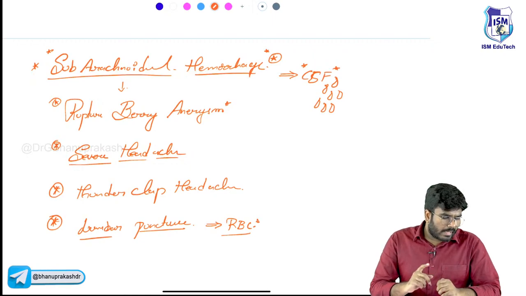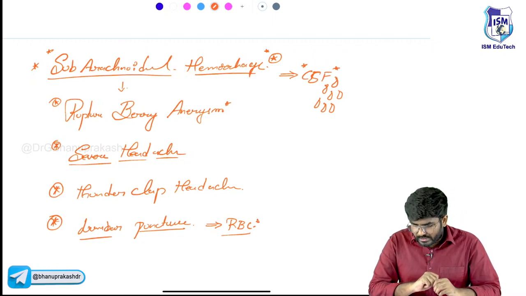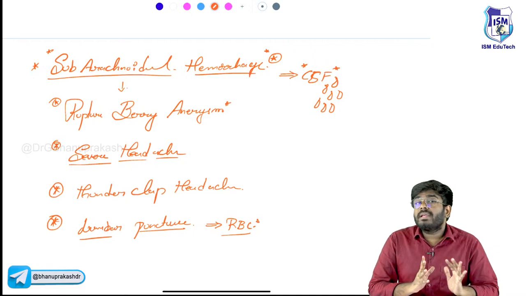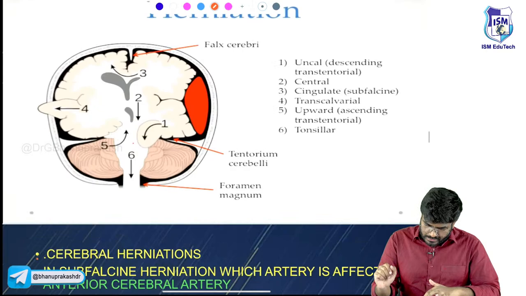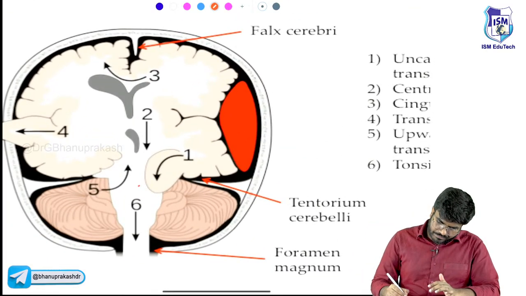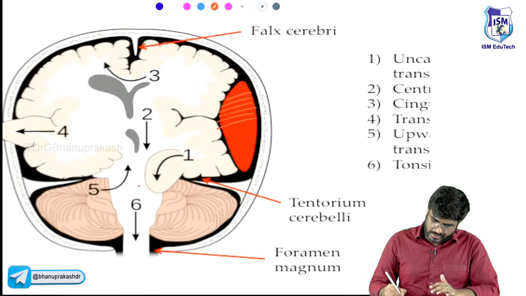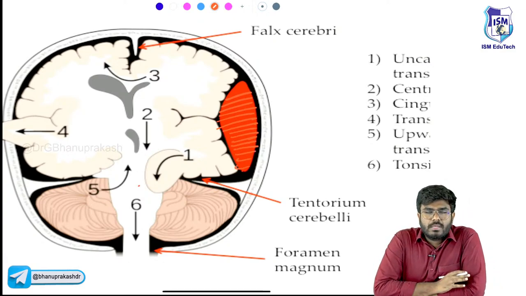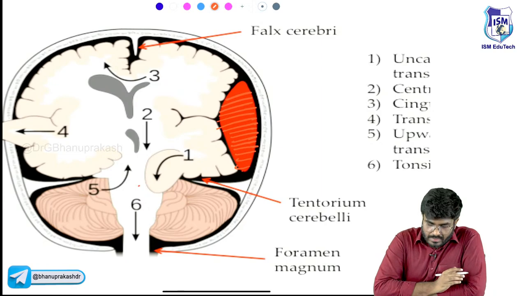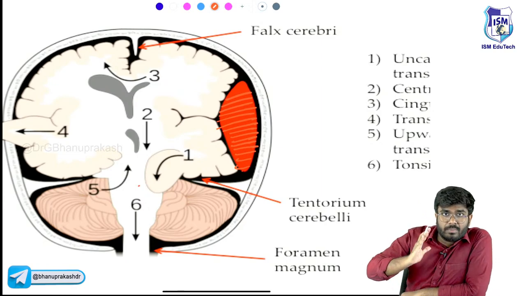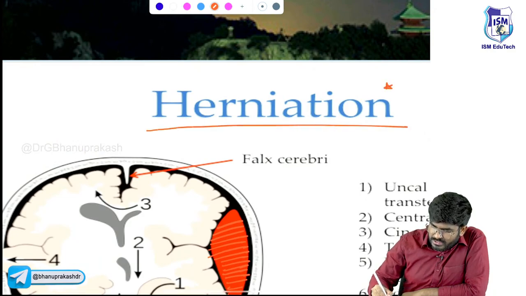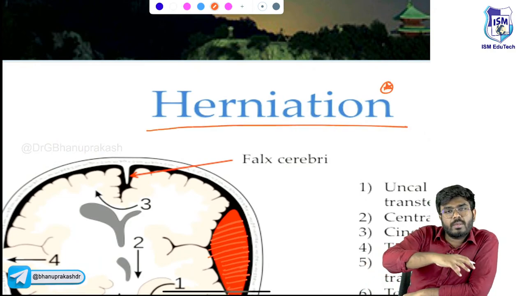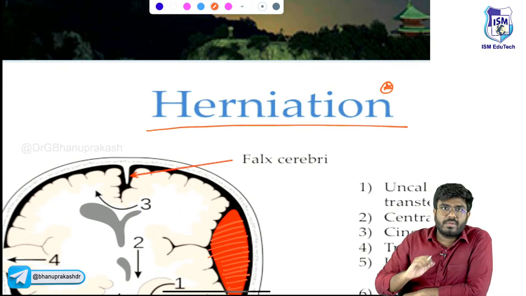Next, what else I want you to know is, what are the complications that are seen? Herniations. Now, imagine there is a hemorrhage happening. For example, here the hemorrhage is lens shaped, so it is an epidural hemorrhage. Now the brain is getting compressed, right? So that will cause what? Herniation. Herniation means the tissue is now getting protruded into another place.